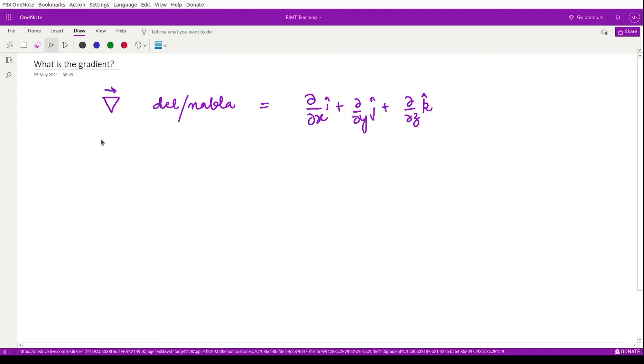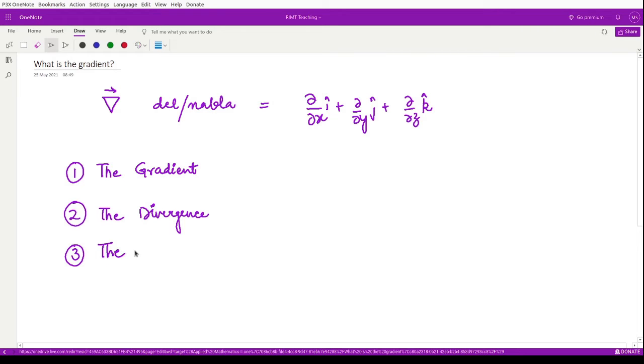Using this operator we can define three quantities of practical importance. First one is calculating the gradient. Second one is calculating the divergence. And third one is calculating the curl, right? So here in this video we shall be seeing the particular case for calculating the gradient. So let us proceed. What is gradient and how can we define it?